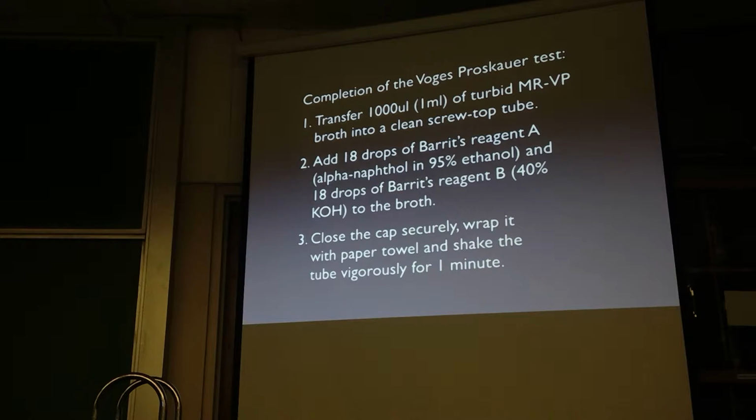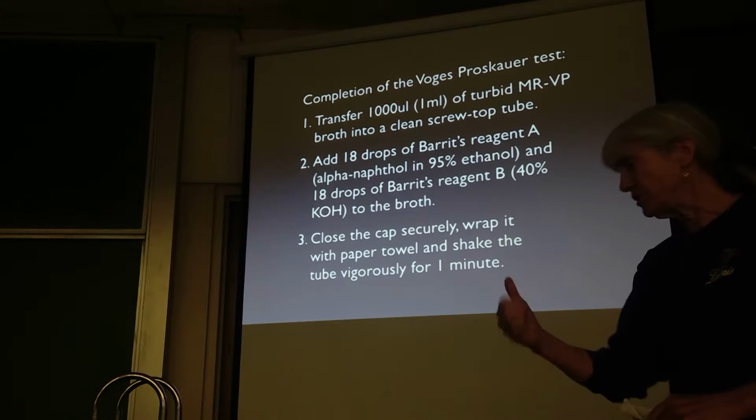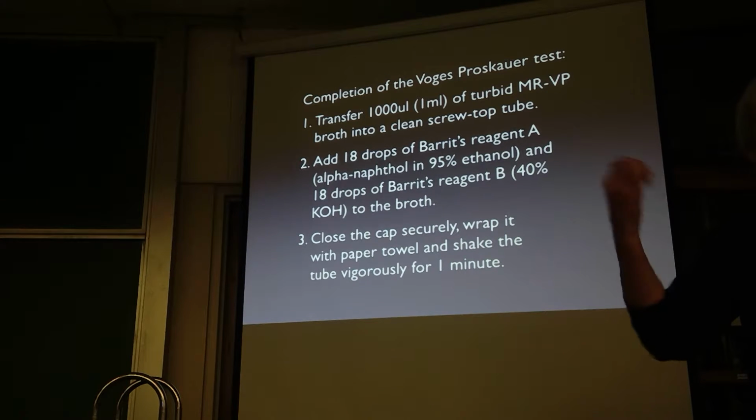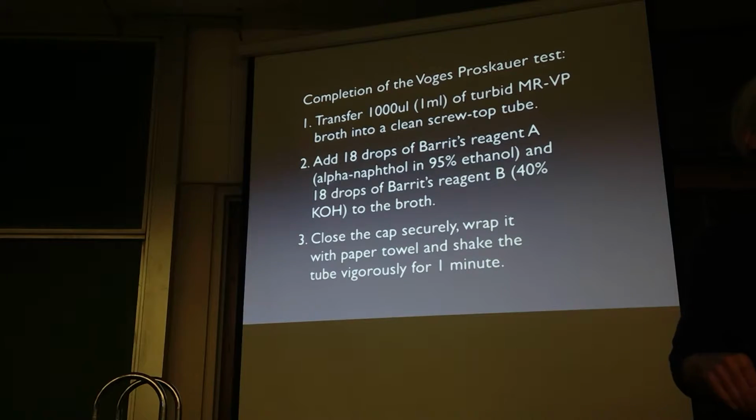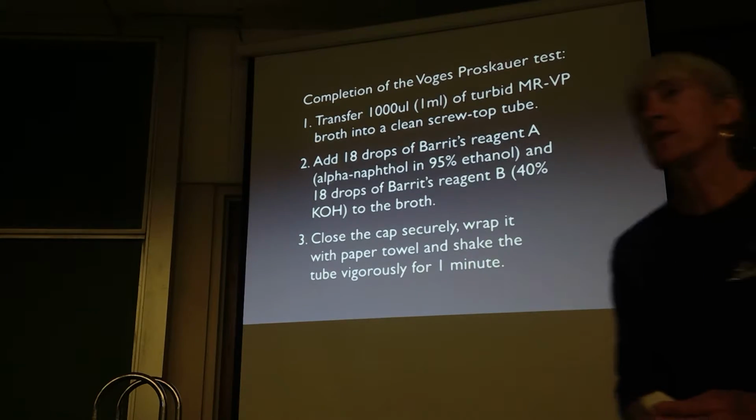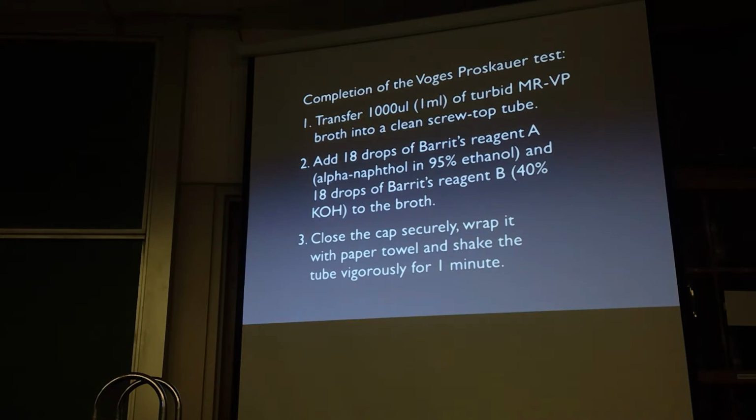So after you've got your Barrett's reagent A and B in the tube, I recommend that you take a little piece of paper towel and just wrap it around that cap so that, because you're going to shake it, you don't let that potassium hydroxide get on your skin. Actually, what we found is we used to have to tell students to shake it by holding it like this and shake it for a minute. And they get tired of shaking it. And then we decided the easiest thing to do is put it on a vortex mixer. So we'll put the vortexers out.